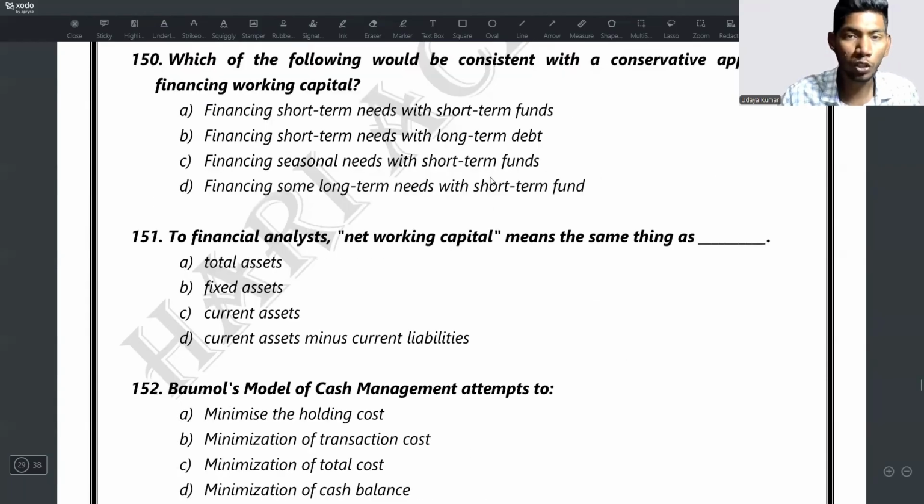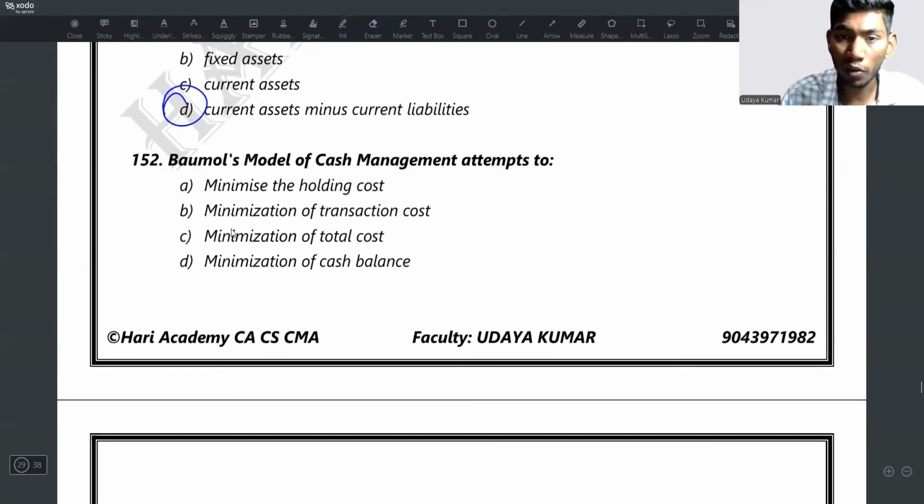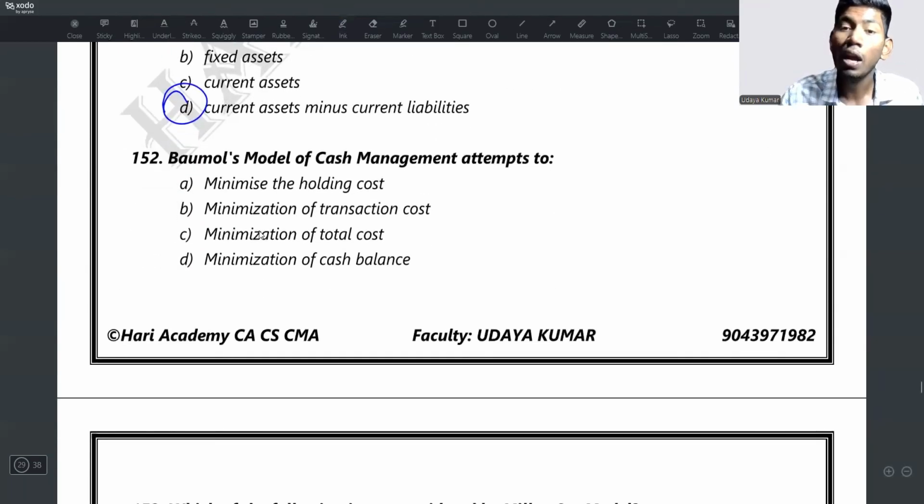Okay. So moving to question number 151. To a financial analyst, net working capital means the same thing as what? Current assets minus current liabilities. Okay. Question number 152, Baumol's model of cash management attempts to what? Minimization of total cost. Just look for that. So option C here is minimization of total cost.